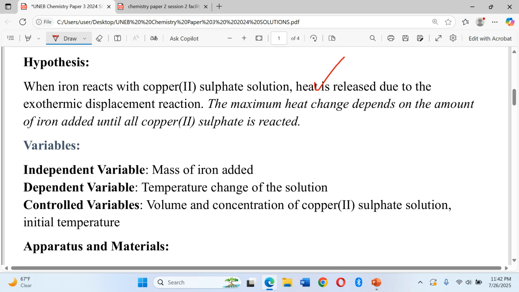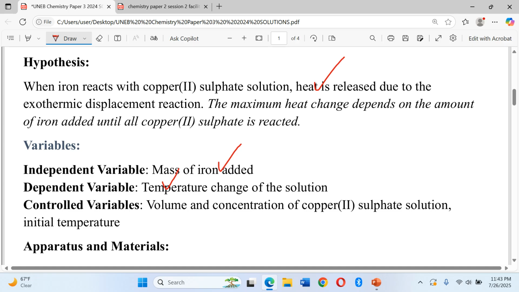Now, what is the independent variable? The mass of iron added. So the mass of iron added is the one which is going to be changing. We say that independent variable is that which we keep on changing, the one that we manipulate. In fact, we always use the word manipulated variable. So the mass of iron is the one we're going to be changing. When we change the mass of iron, what will be responding is the temperature that you're going to be measuring. The temperature change, and therefore it becomes the dependent variable.